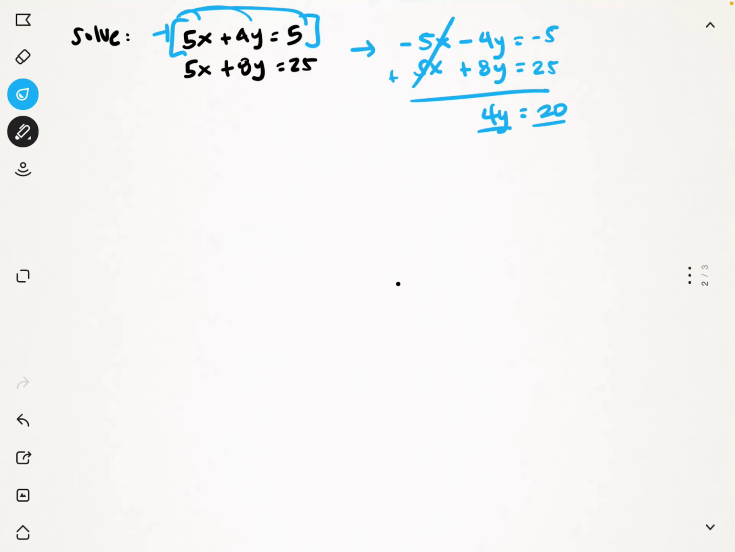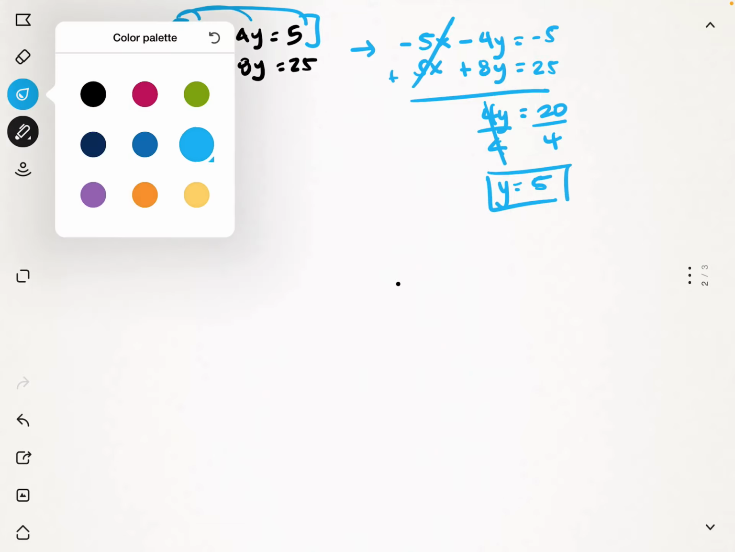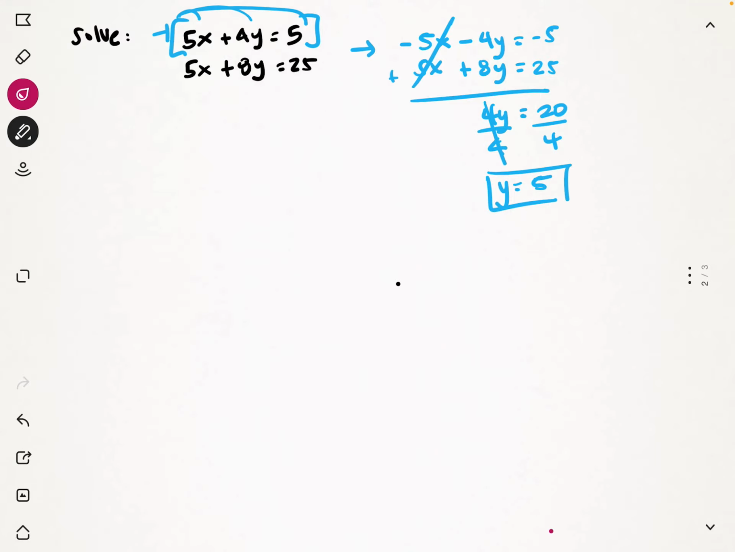Let's go ahead and solve this and divide by 4. And then 20 divided by 4 is 5. So y is equal to 5. But now we got to go back and find the x. I think the top one's a little bit easier to work with. So we're going to substitute our 5 in for our y.